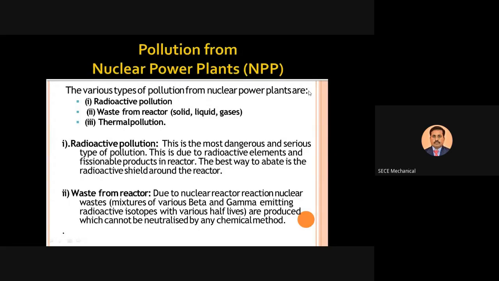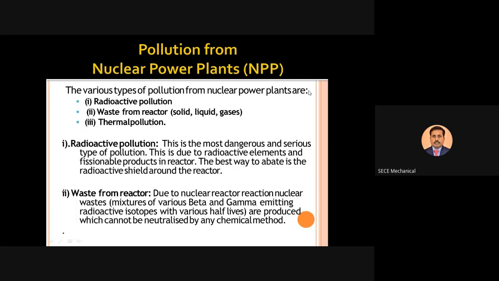The third one is thermal pollution. Due to the high amount of heat energy generation, the surrounding area temperature may increase, and that also creates environmental pollution. So these three pollutions come from your nuclear power plant. The first is radioactive pollution. The second is waste from the reactor, which is of three types: solid, liquid, and gases. The last pollution is thermal pollution.